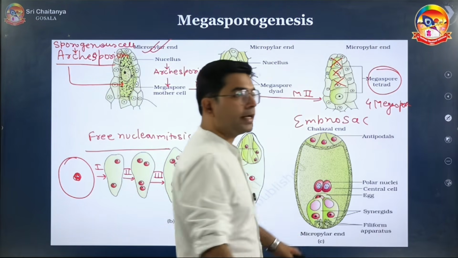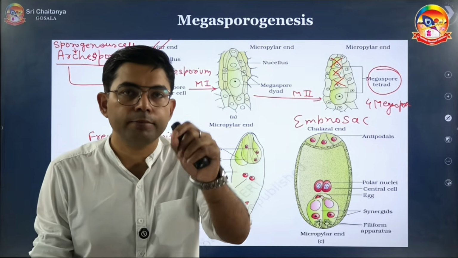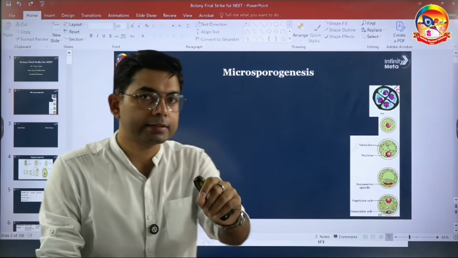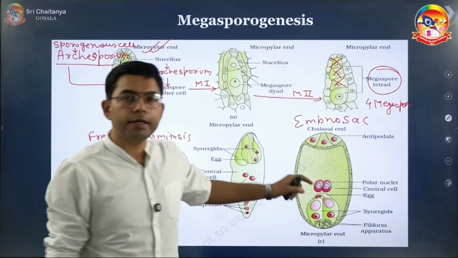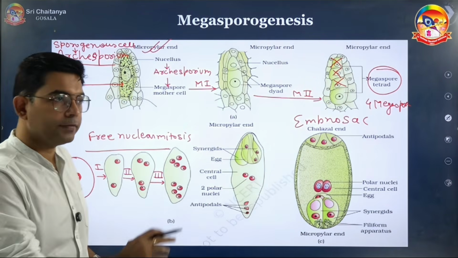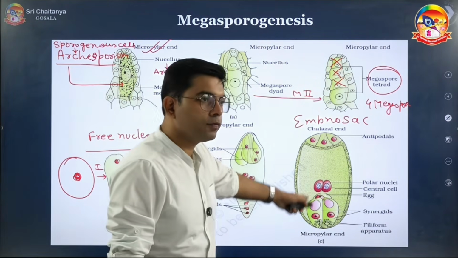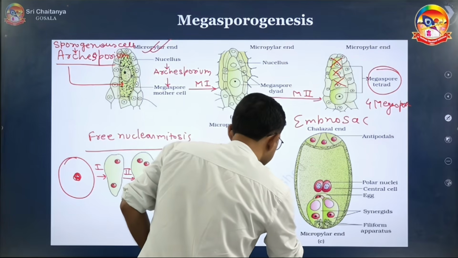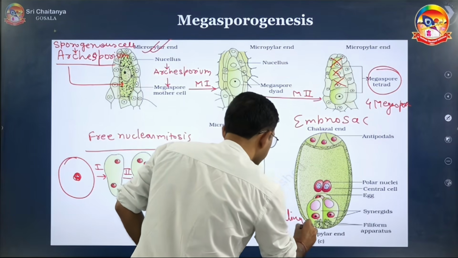And this embryo sac is 7 cell, 8 nucleus. Can you tell me the names of all the 7 cells? Yes, all the 7 cells are 3 antipodal cells, 3 cells in the egg apparatus, 1 is the central cell. So these are the 7 cells and 8 nuclei. Labeling of this will be very important. Questions can be from the labeling also.